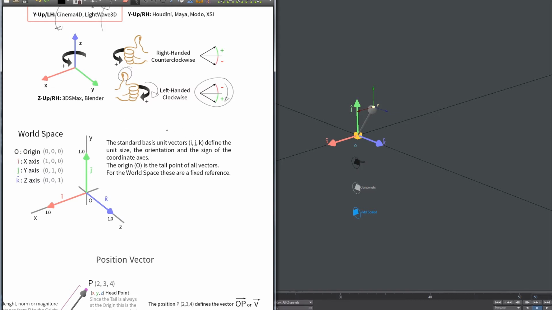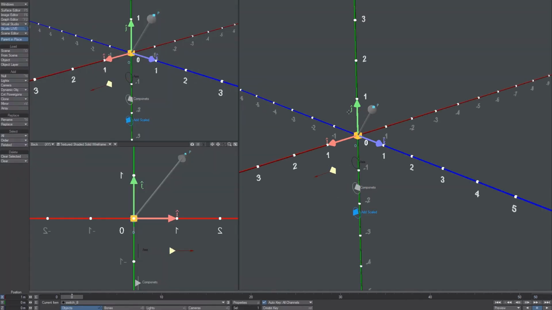So these are concepts, not actually things that you can set up in, let's say, LightWave options, but these are the three vectors that define the coordinate system. So we have i hat, j hat, and k hat that define the x-axis, the y-axis, and the z-axis. So they define the length of one unit. They define the direction, the orientation of the axis, and they also define what the positive and the negative side are. So if I turn it on here, you can see that.